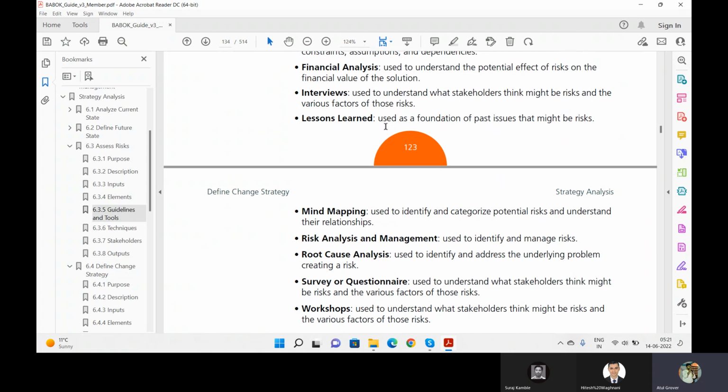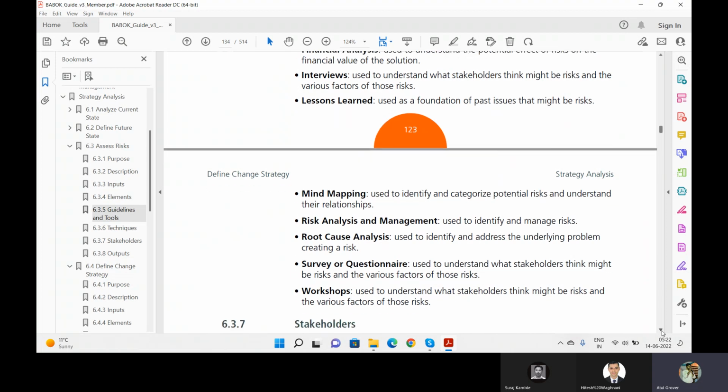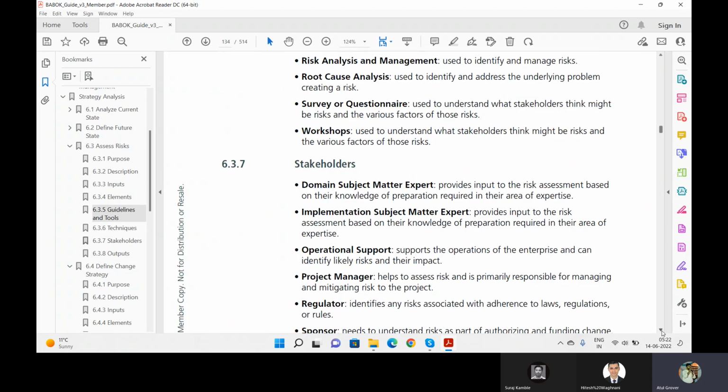Identify the risk. Three major parts. Mitigation, avoidance, and other things. You can do root cause analysis to find out why this risk is happening. You can go for a survey and questionnaire. Roll out a survey. And at last, you can go for a workshop with the people. To do this risk assessment, there's no new technique. So we are not going to discuss these techniques in depth because we already discussed that part.